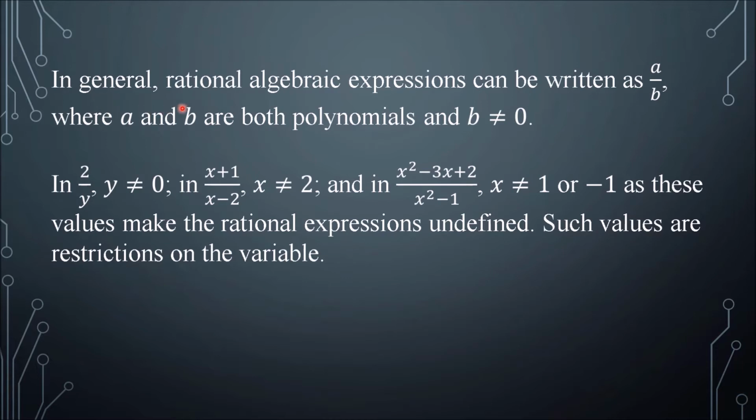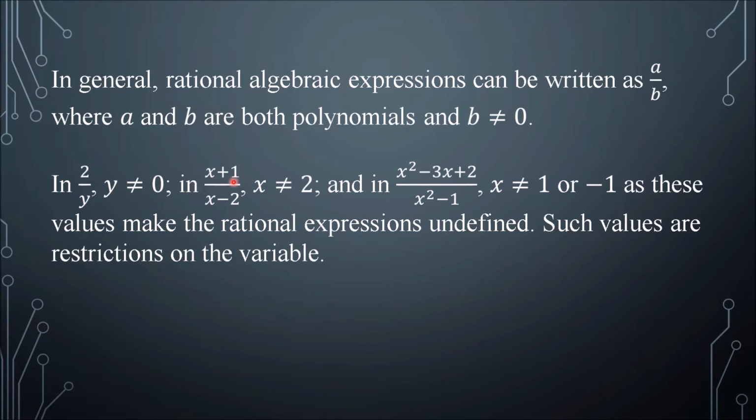In general, rational algebraic expressions can be written as a over b, where a and b are both polynomials and b is not equal to 0. In 2 over y, y must not be equal to 0, because if y is 0, then 2 over y is undefined, which must not be.